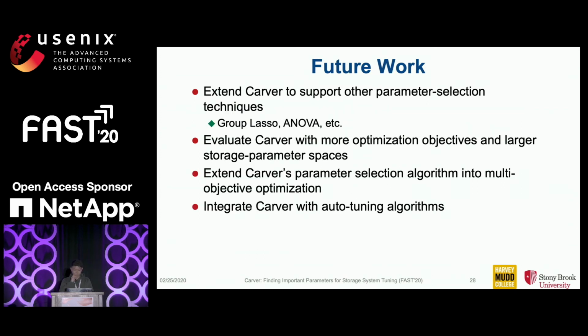In the future, we plan to extend Carver to explore more parameter selection techniques for storage systems. We will evaluate Carver with more optimization objectives and on larger storage parameter spaces. We plan to extend Carver's parameter selection algorithm into the area of multi-objective optimization. And we plan to integrate Carver with auto-tuning algorithms.